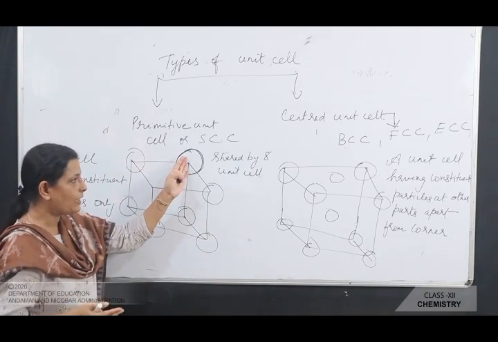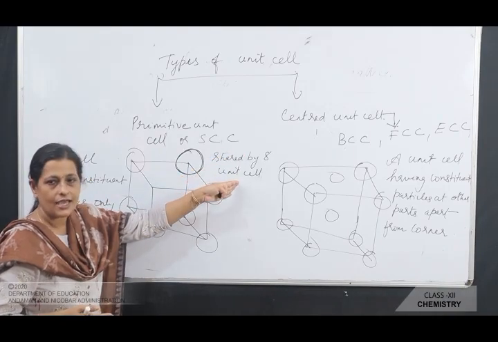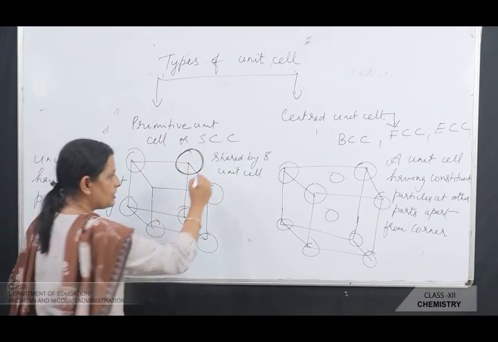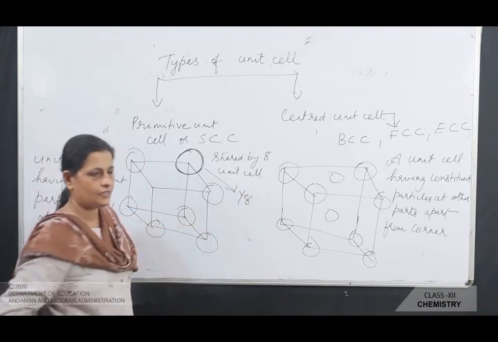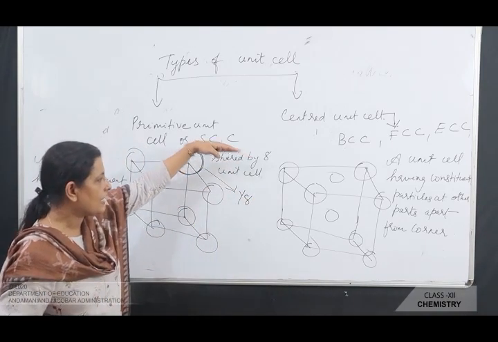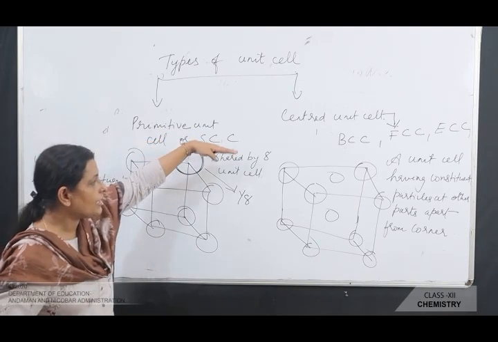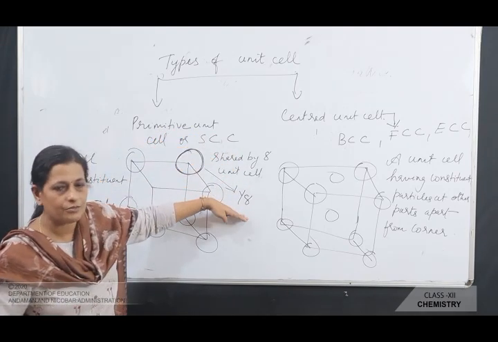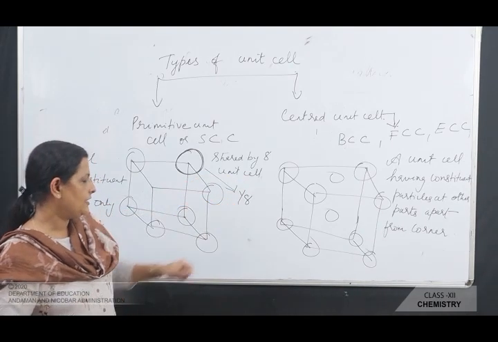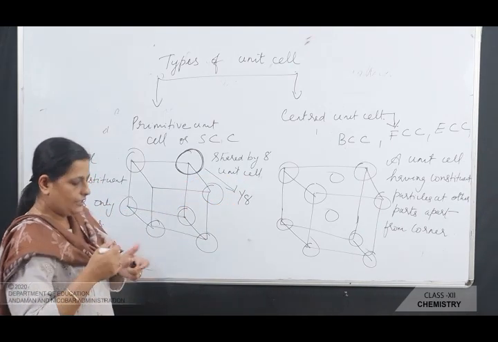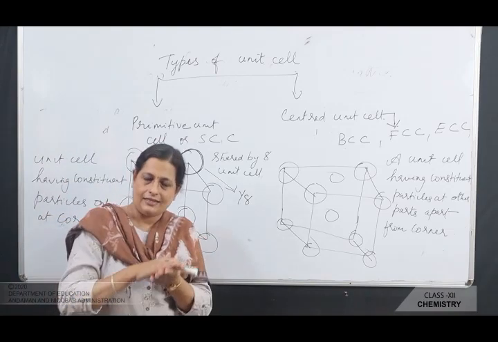This one constituent particle is shared by how many unit cells? 8 unit cells. So the contribution to that particular unit cell will be how much? 1 by 8. So an atom at the corner is shared by 8 unit cells. So the contribution to that particular unit cell will be how much? 1 by 8.